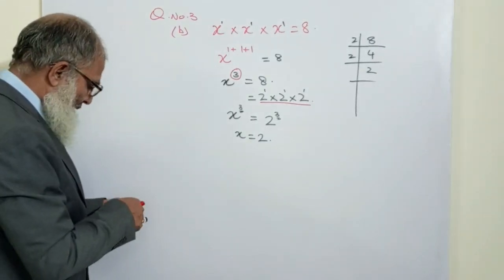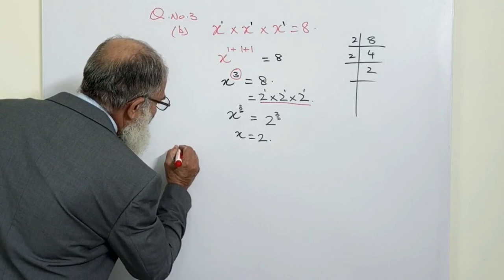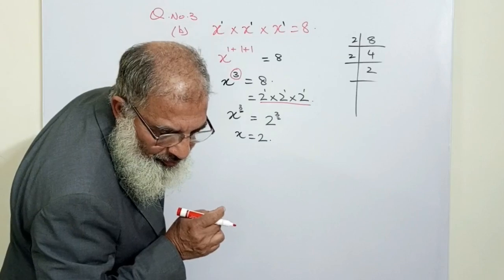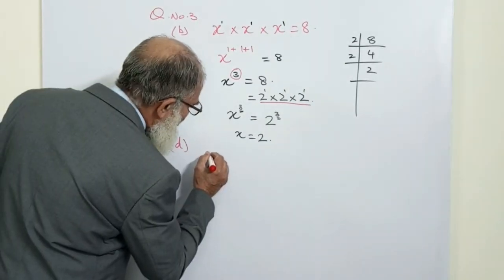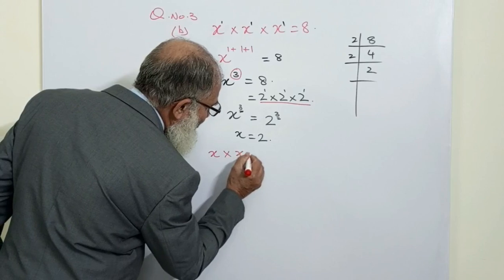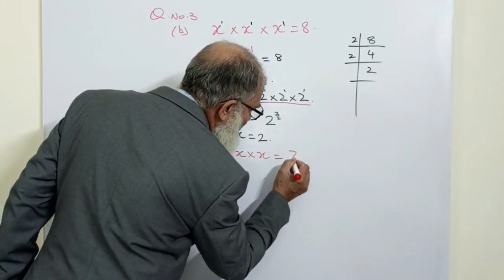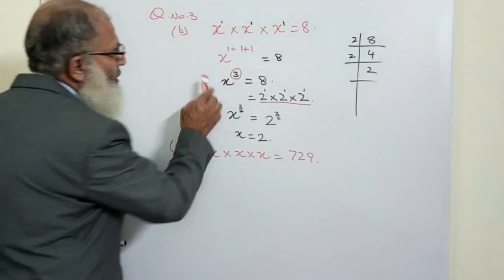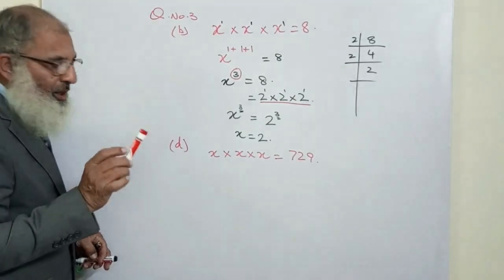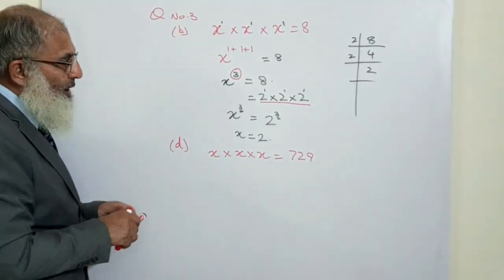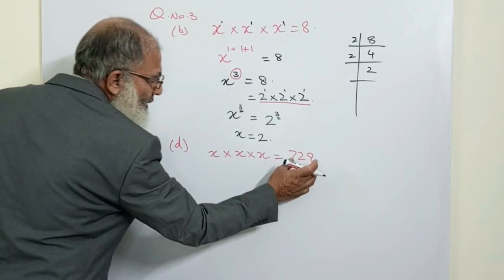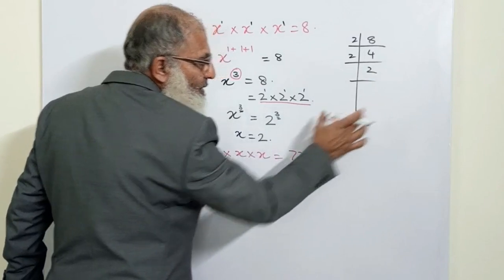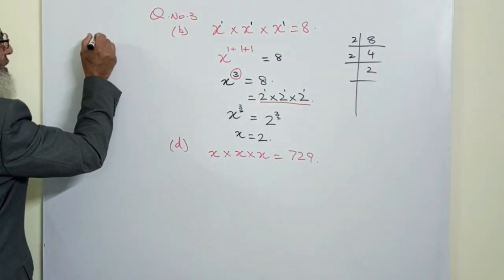Part D, which is a little harder. Now what does it say? x times x times x is equal to 729. Now my dear students, the procedure will remain the same, and we'll find the factors of 729. The factors of 8 were very easy, but we have to find the factors of 729.